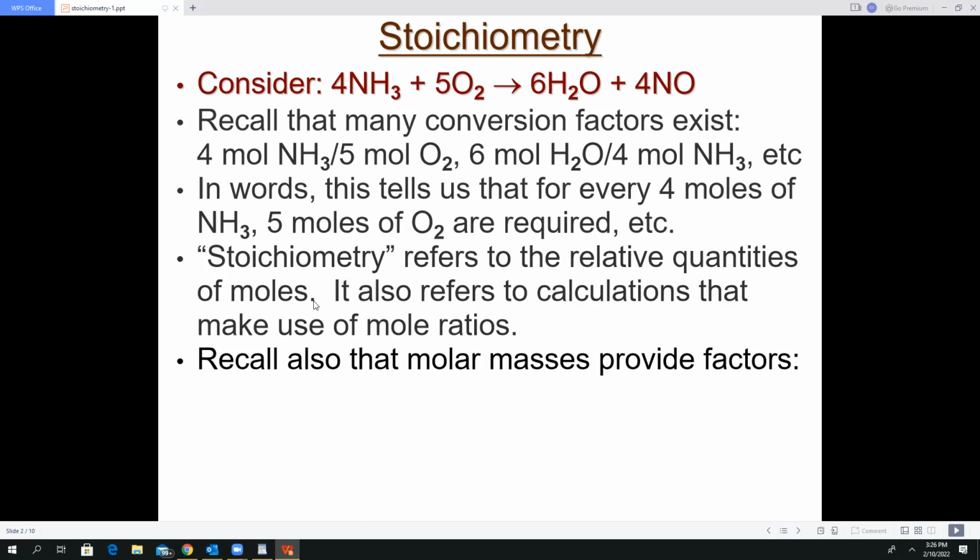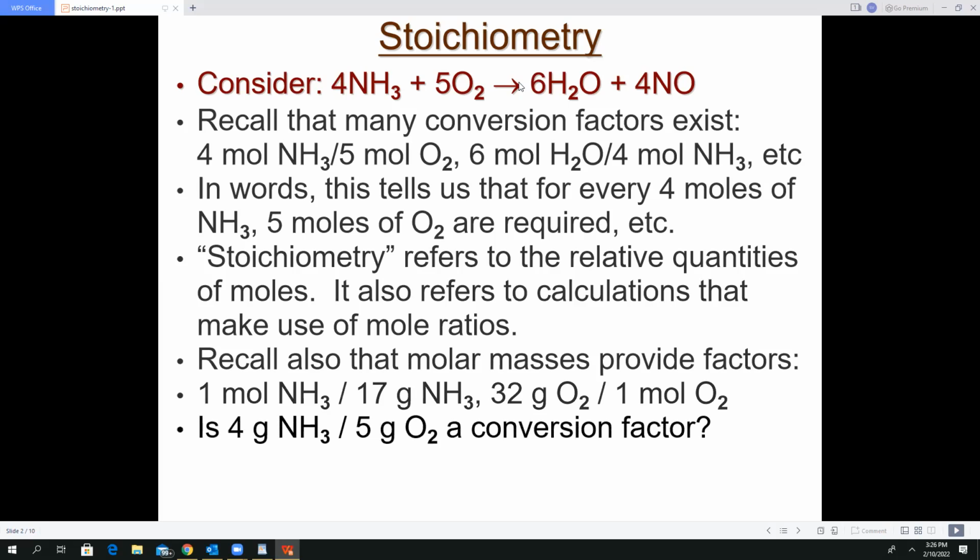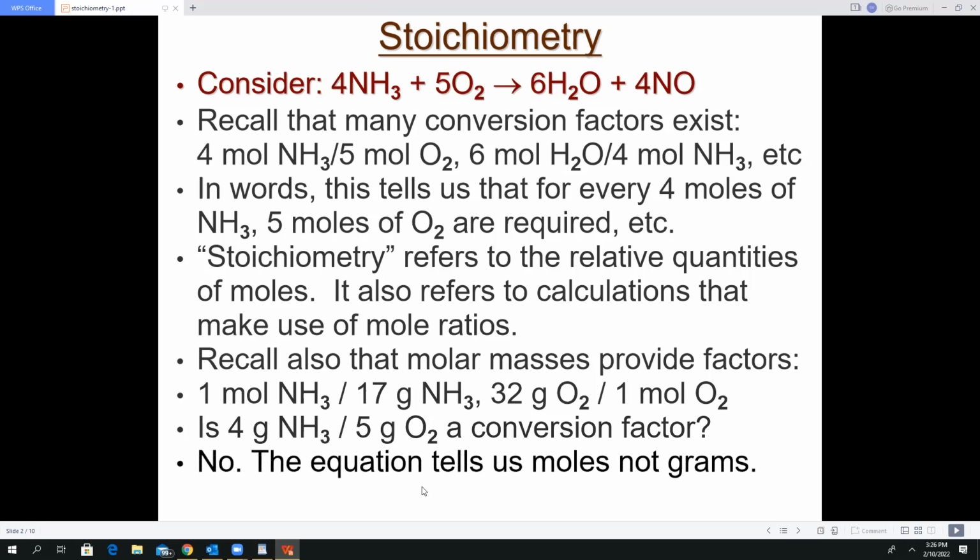But molar mass is not the same for ammonia as it is for oxygen. So you cannot say that they are equivalent. They're not. The moles are, okay, but not the mass. The mass is its own. So you cannot say that 4 grams of ammonia over 5 grams of oxygen is a conversion factor. No, you need to change that to moles before you can say that's a conversion factor.